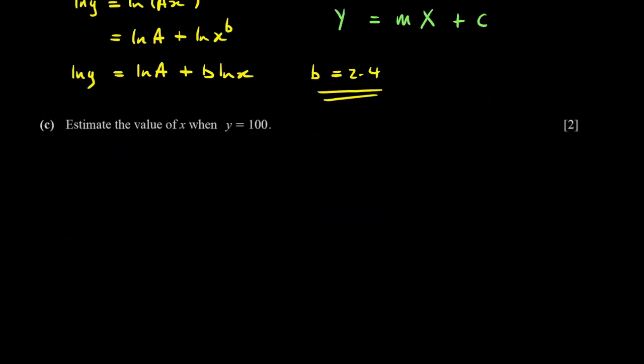All right. Part C, I want to estimate the value of x when y is equal to 100. Well, the key thing really is to understand that we are estimating, right? So probably the best thing to do is to find out what ln 100 is and see what that gives us on the graph. So I'm going to get here ln 100, and that is 4.605, so 4.6 I'll just say.